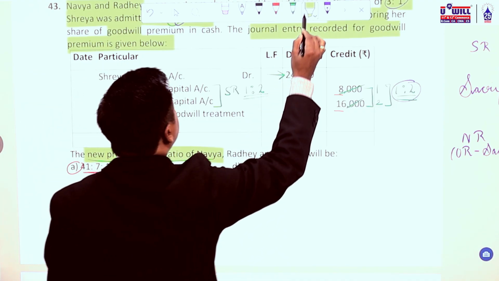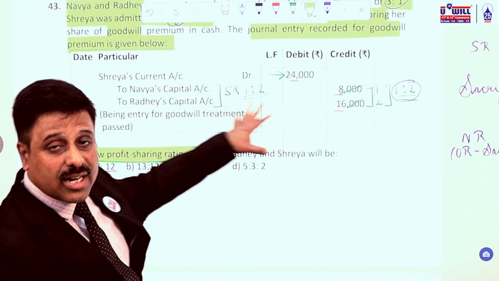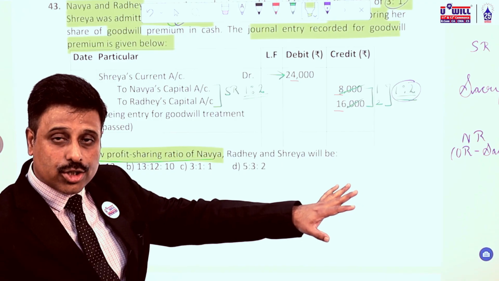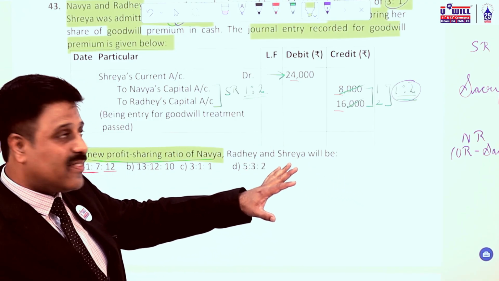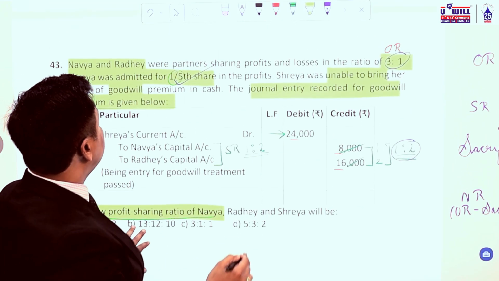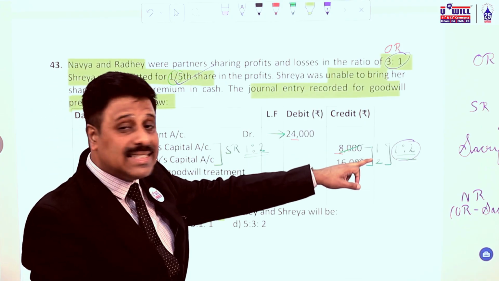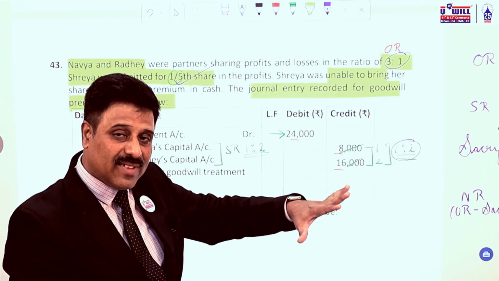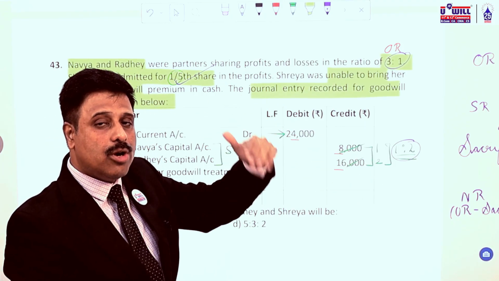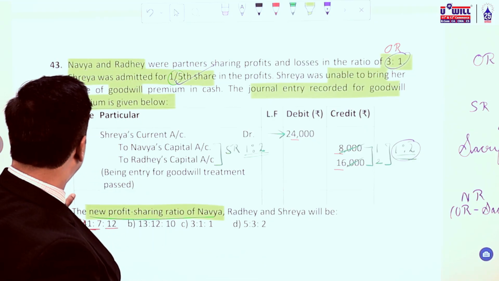So what is the important point here? From the goodwill's journal entry, you identify the sacrifice ratio. And once you get the sacrifice ratio, then the new partner's share 1 by 5, you distribute in that sacrifice ratio, you get the actual sacrifice. Subtracting that from old ratio, you get the new ratio.